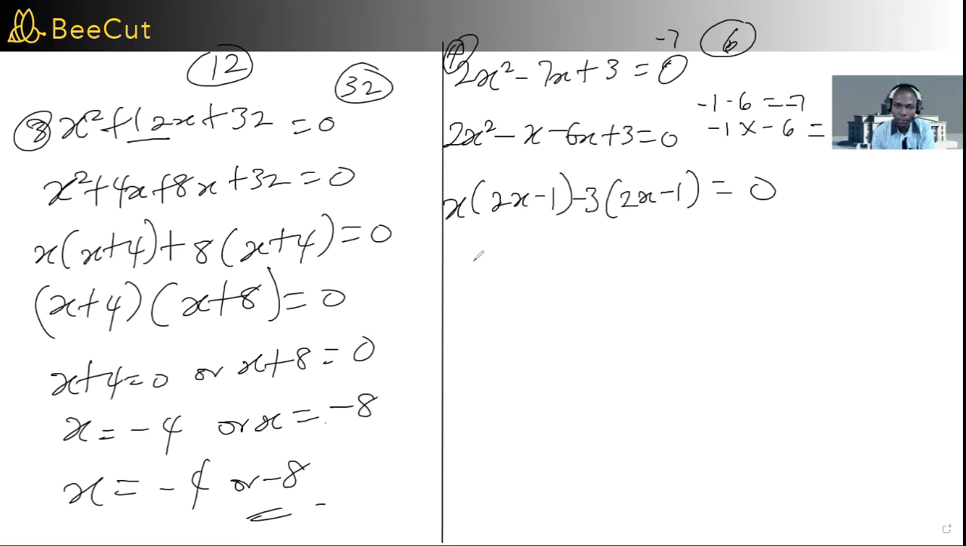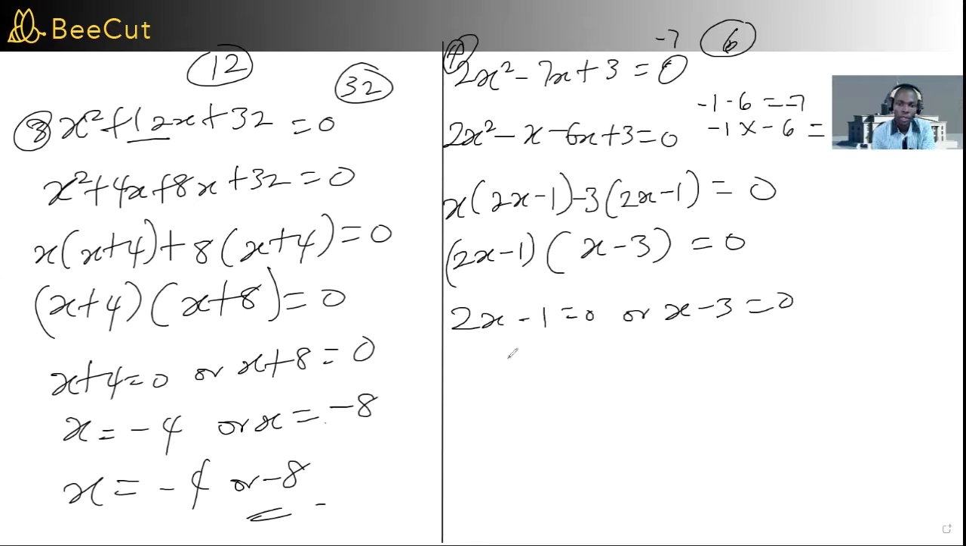So what is now common here? I have 2x minus 1 common, remaining x minus 3 is 0. So 2x minus 1 is 0, or x minus 3 is 0. So I can follow this through and say 2x equal to 1, so x equals 1 over 2, or x equals 3. So x equals half or 3.